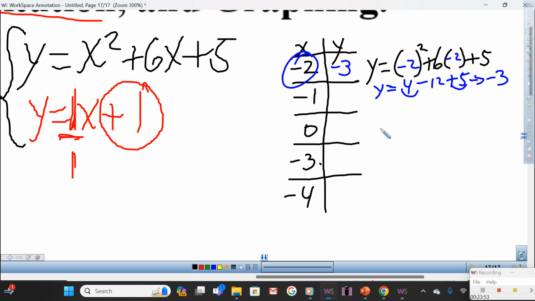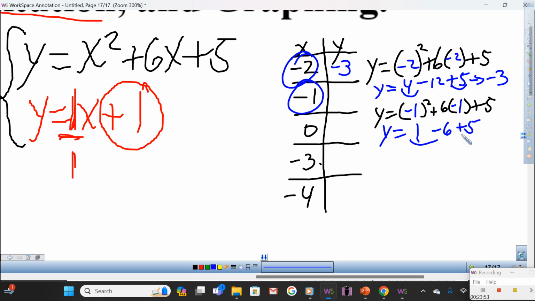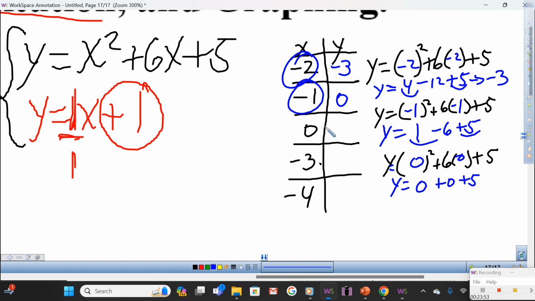Let's do it again. Now for -1. y equals parentheses squared plus 6 parentheses plus 5. My next value is -1. So y equals 1 minus 6 plus 5. What is 1 plus 5? 6 minus 6? 0. Next, now we substitute 0.